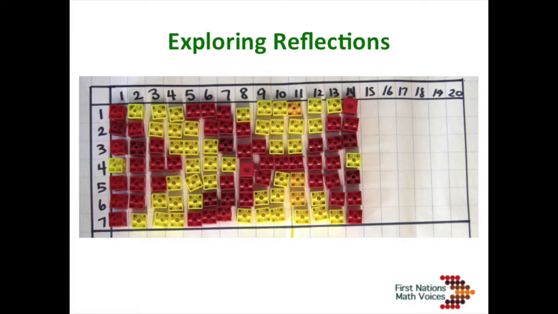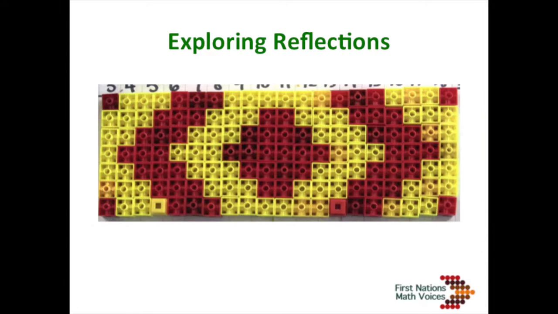With Christina's help, they built a chevron pattern up to the 10th column and then worked to build the reflection from the 11th column. This was tricky and involved a lot of spatial reasoning. They then reversed the direction of the chevron and reflected that image.